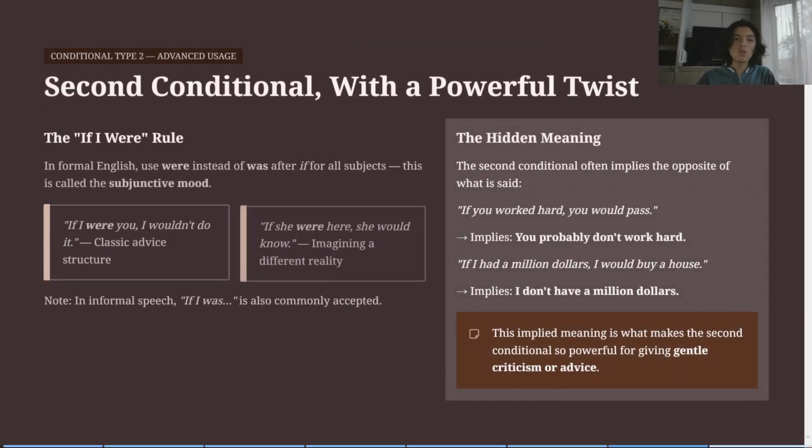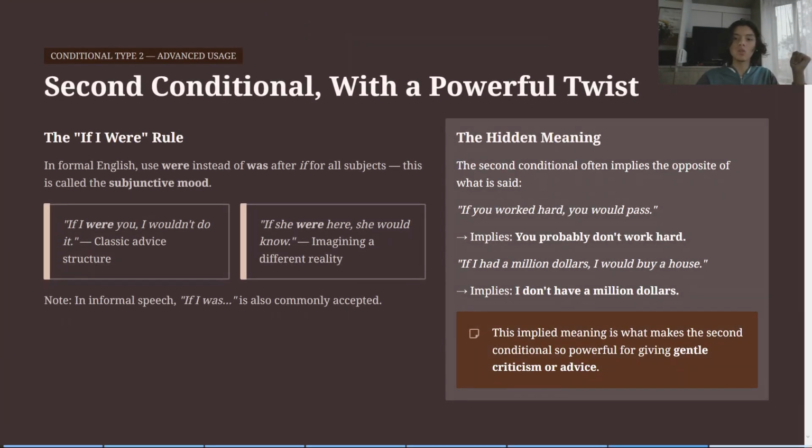Now let's move to second conditional advanced use. There's an important rule with the second conditional, the expression if I were you. In formal English, we use were instead of was after if, even with I. For example, if I were you, I wouldn't do it. This is a very common structure when we want to give advice. We can also say, if she were here, she would know.